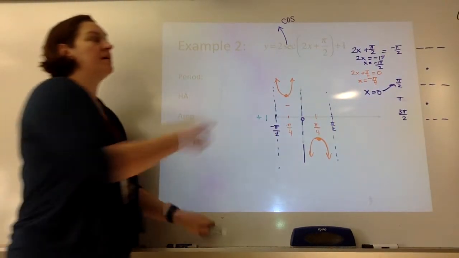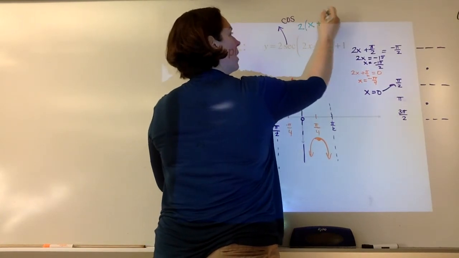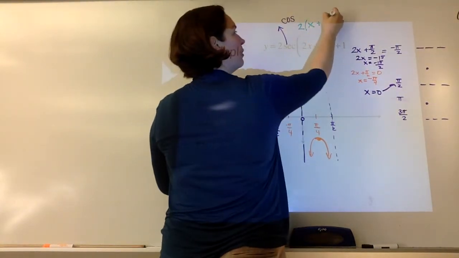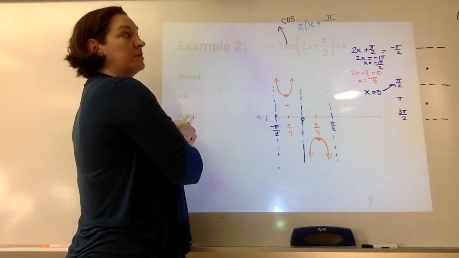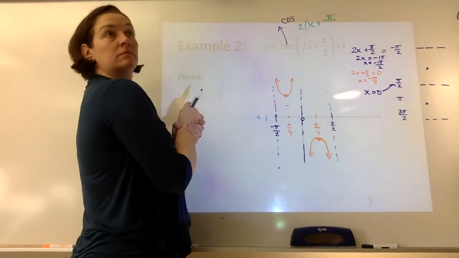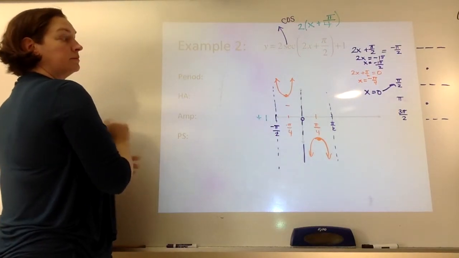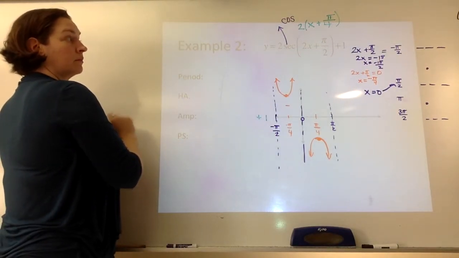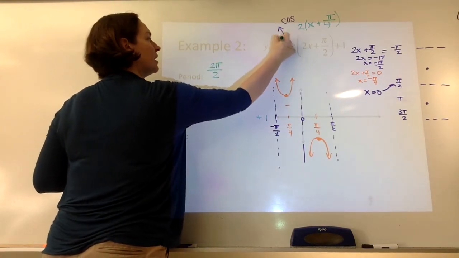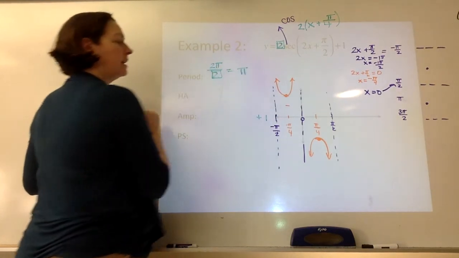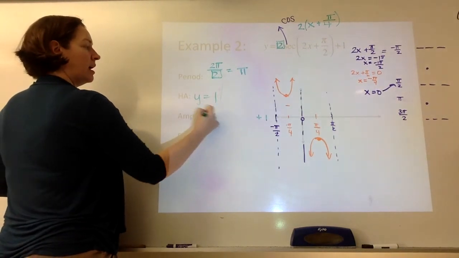So if I go up top here, we want to take out the 2, x plus what? Pi over, you know what number goes in the bottom, so that when you multiply 2 times it, you get pi over 2? 4. Okay, so my period is going to be to take 2 pi and divide it by 2, which is this 2 right here, which gives me pi in length. Y equals 1. The amplitude is 2.